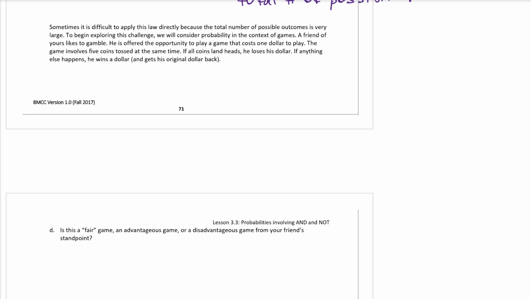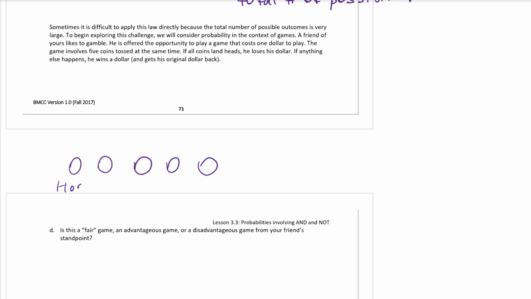The game involves 5 coins tossed at the same time. We're going to assume that all of those 5 coins are fair, so there's a 50% chance of each being either heads or tails. If all coins land heads, he loses his $1. If anything else happens, then he wins $1 and gets his original $1 back. Okay? All right, we can make a picture. All right, so you have 5 coins.